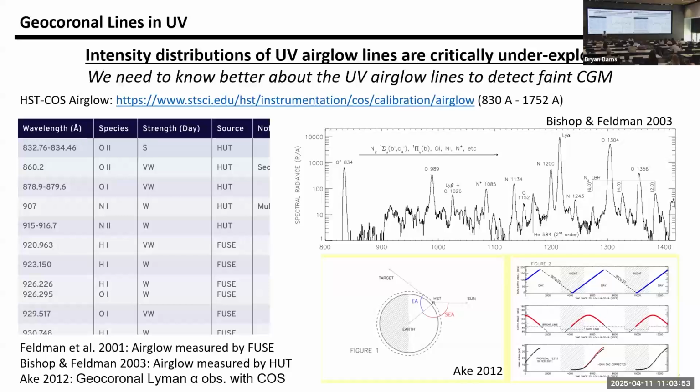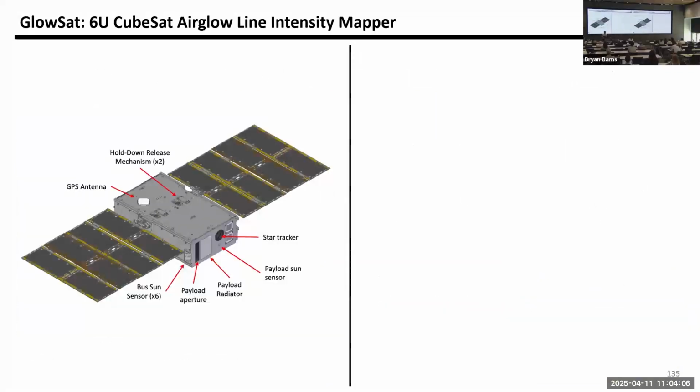So basically, these intensity distributions of the UV airglow lines are critically underexplored. So we need to know about this better so that we can plan for the really challenging faint CGM emission detection. So here comes GlowSat. For the purpose, I came up with this mission concept so that we can map the distribution of these airglow lines.